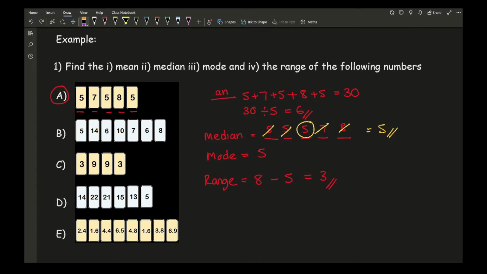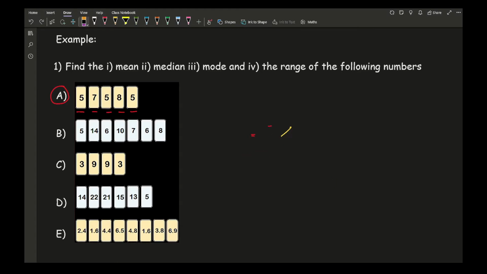So let's have a look at question B. Again, let's just get rid of all of this. Now the main difference with this one is that we've got a bigger set of numbers, and let's see if it draws up any other things to discuss. So the first thing, again, we're going to work out the mean. So again, what I need to do is add those numbers up.